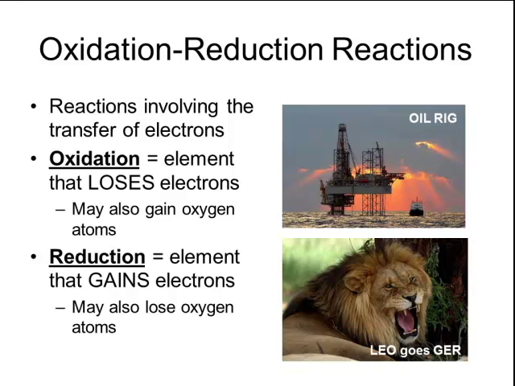An easy way to remember the difference between oxidation and reduction is with the mnemonic OIL RIG, where the word OIL stands for oxidation is losing, and the RIG represents reduction is gaining. And as long as you know that electrons are being lost or gained, you can remember the definitions for oxidation and reduction. Another mnemonic is LEO goes GER, where LEO stands for loss of electrons is oxidation, and the GER represents gaining electrons is reduction.